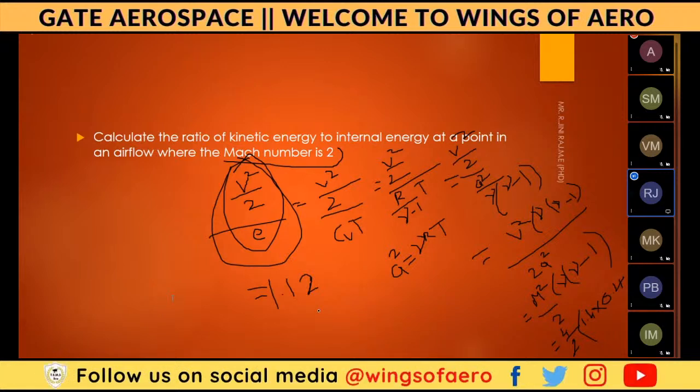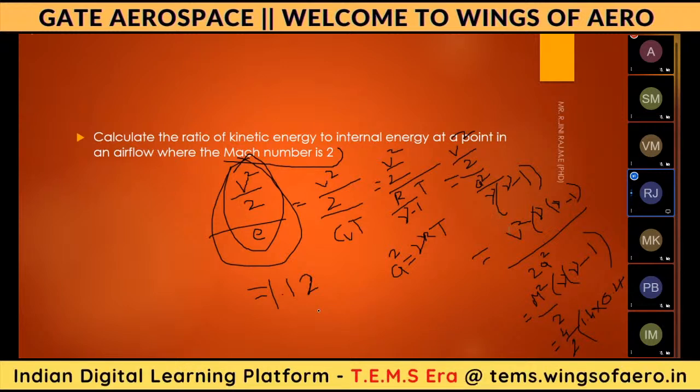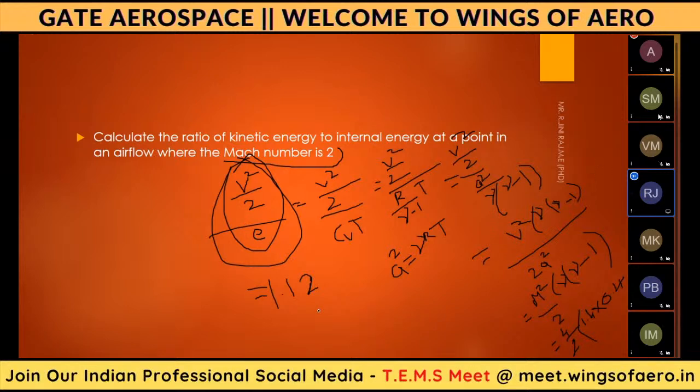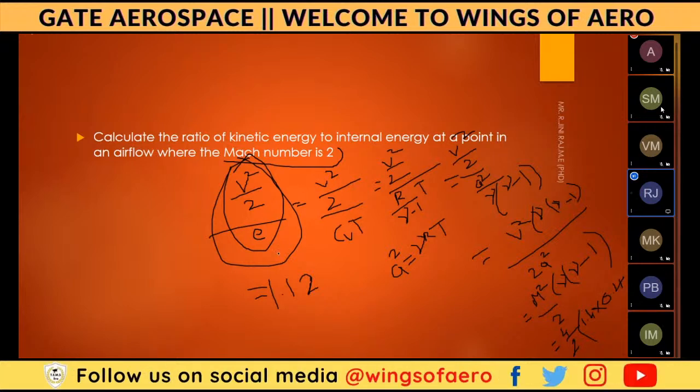Okay, so today's session is enough. In our next session we will be seeing oblique shock, Prandtl-Meyer expansion and expansion wave problems, that is very important, and theta-beta relations and remaining things, critical Mach number and drag divergence Mach number. Okay, now it is enough.